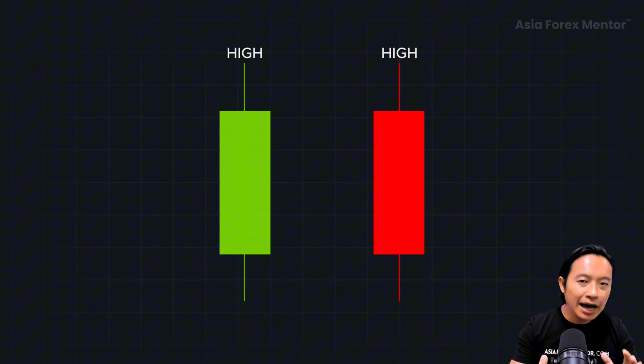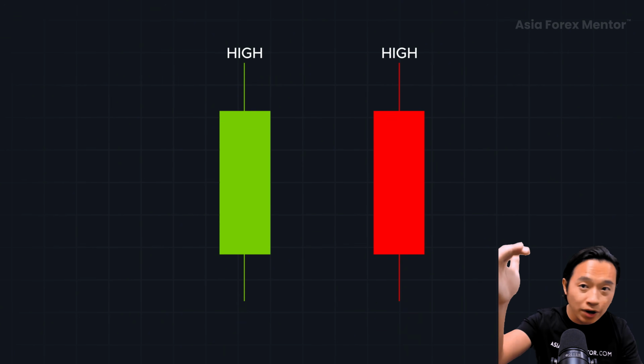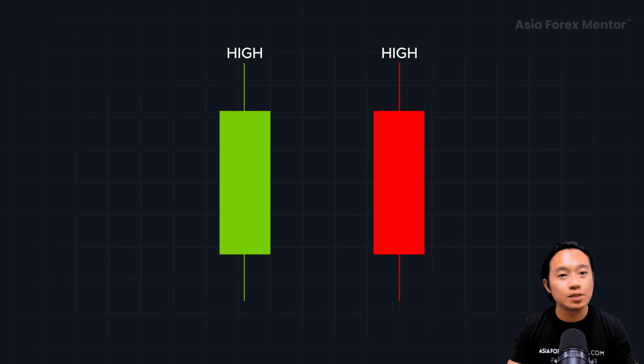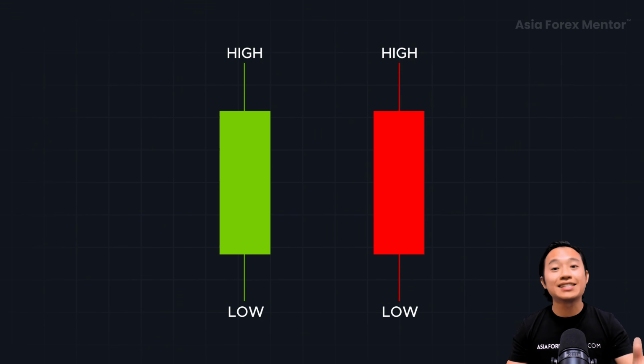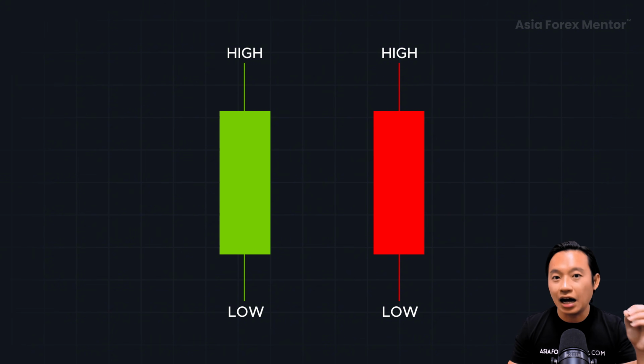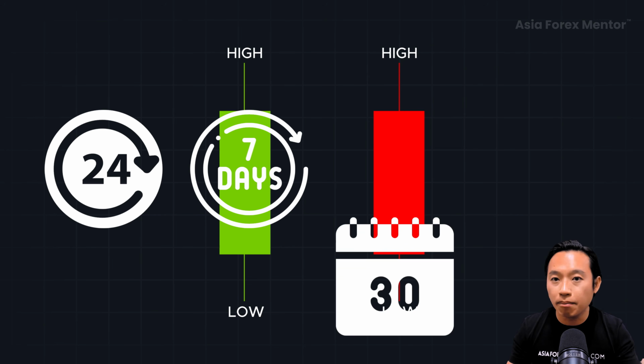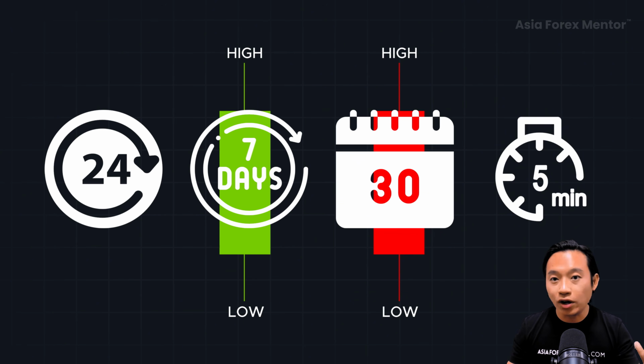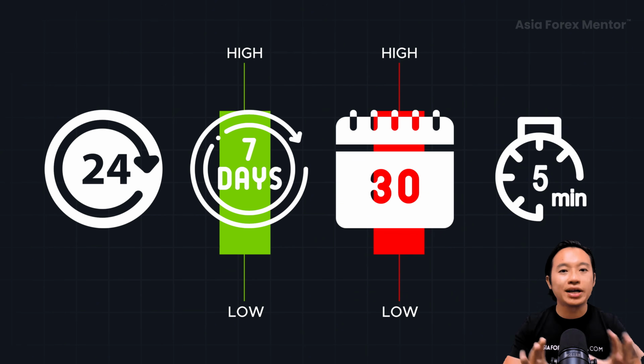The high represents the highest point that the price reached during a specific period, while the low indicates the lowest point within the same time frame. These price points are crucial for analyzing all these candlestick patterns, regardless of whether you are trading the daily, the weekly, the monthly, the hourly, or the minute time frames. So let me break it down for you.